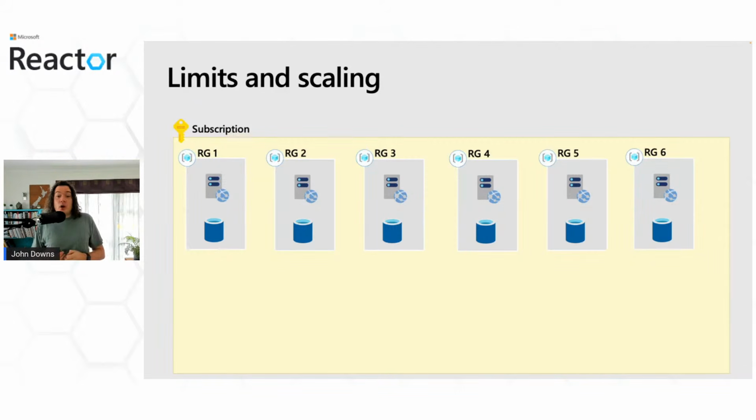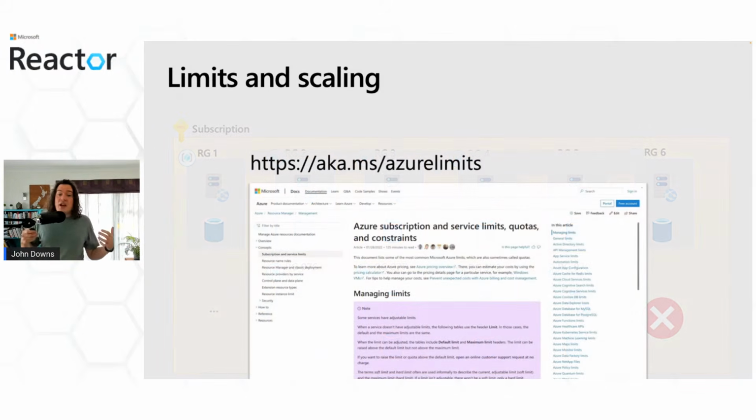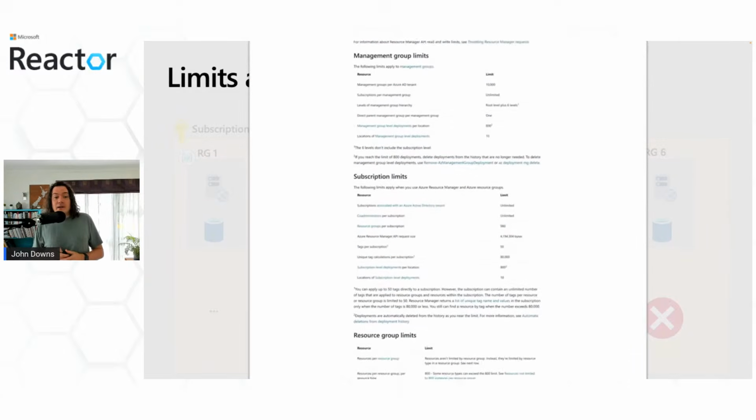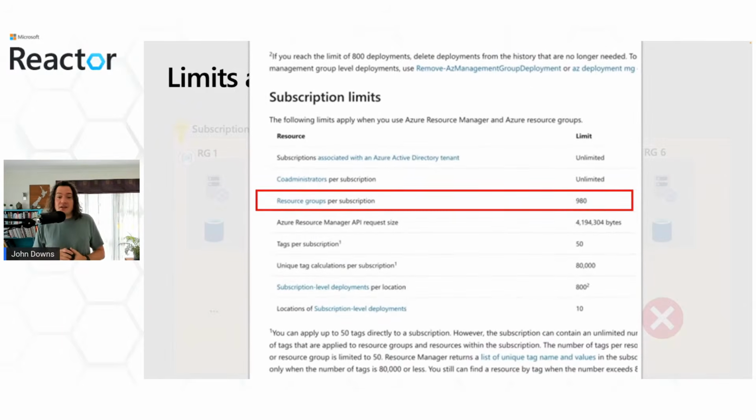Eventually, we get to over 900 deployments. And then when tenant number 980 comes along, suddenly we get a deployment error. The reason for this is that Azure has a number of limits that we need to be aware of. They're all documented in this example, which is at this URL here. And if we scroll down and look at the subscription limits, we can see there's a limit of 980 resource groups in a single subscription.